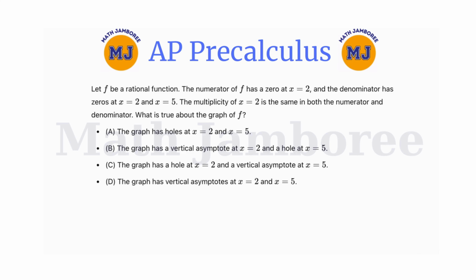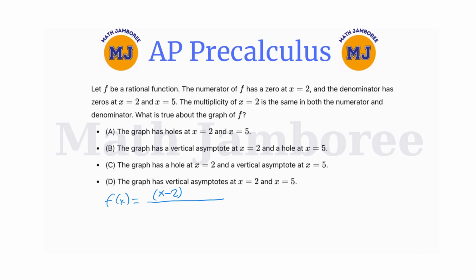So what does this mean? In this question, I want you to have a better understanding of this type of question. To do that, we're going to focus on translating these words into mathematical expressions. So we're talking about f of x. They're saying that we have zeros at 2 in the numerator, which means x minus 2 must be there.